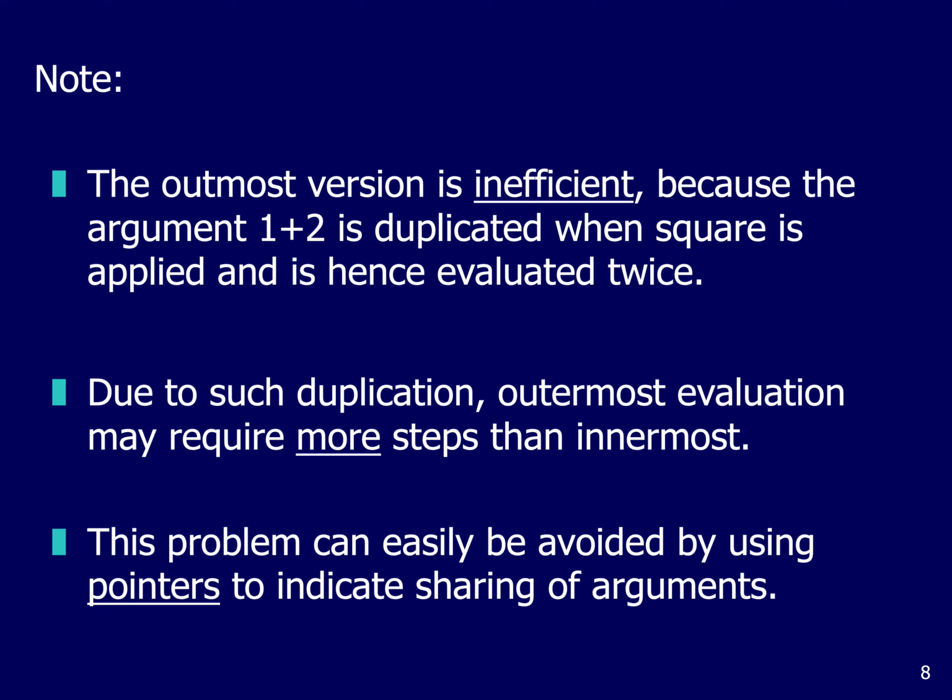So there's a number of points to note about this example. The first point is that the outermost version is inefficient because the argument 1 plus 2 was duplicated when the square function was applied, and hence it was evaluated twice. More generally, due to this kind of duplication, outermost evaluation may require more steps than innermost. But there's a very simple fix to this, and it's a very obvious fix as well. This problem can easily be avoided by using pointers to indicate sharing of arguments. In particular, rather than duplicating something like 1 plus 2 when we applied the definition of the squaring function, we could just keep one copy of that parameter but share it using pointers.